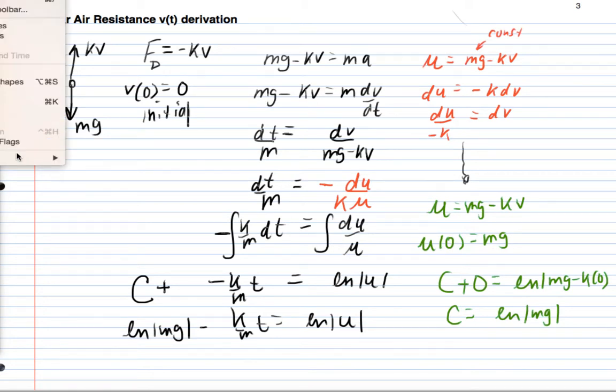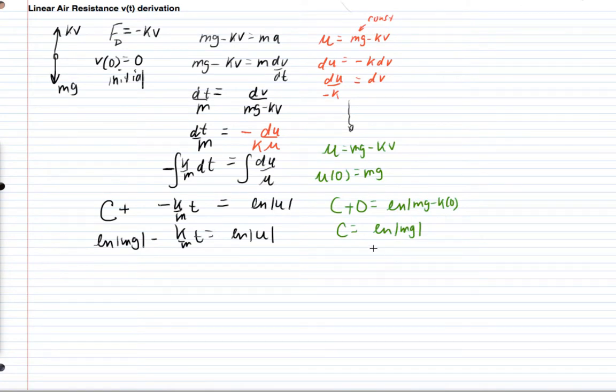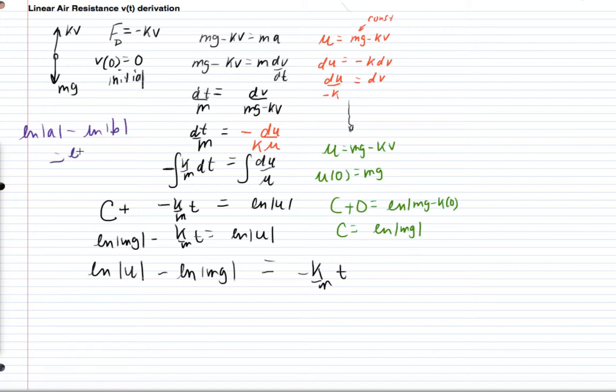Let me just zoom this out just a little bit. And then we're going to end up getting here that the natural log of u minus the natural log of mg equals negative k over m times t. Let's keep going here. I'm going to use a log rule: ln of a minus ln of b equals ln of a over b. So that's going to give me the natural log of, and let's just get rid of that u again, sorry, it should be mg minus kv over mg equals negative k over m times t.